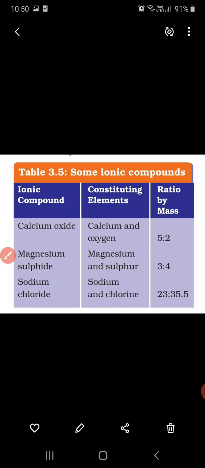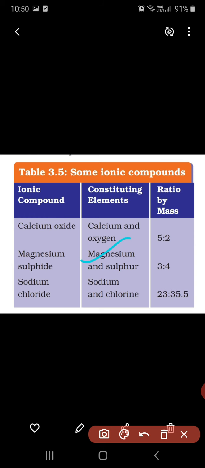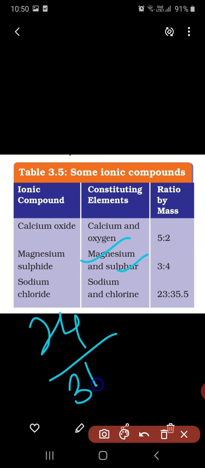Same in case of magnesium sulfide. The constituent elements in case of magnesium sulfide are magnesium and sulfur. So how do we calculate the ratio? First of all, we have to know that the atomic mass unit for magnesium is 24 and sulfur is 32. After division we get the ratio 3:4.